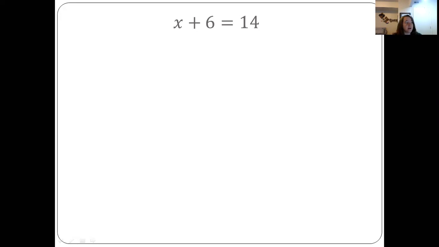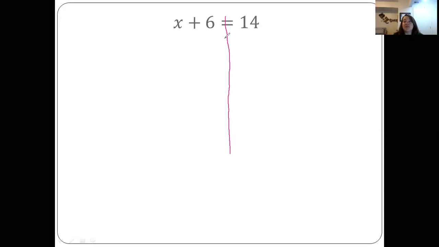So the first thing we have here is x plus 6 equals 14. So if you remember, we always talked about identifying where that equal sign is and drawing a line straight down on your paper as I'm doing on the whiteboard. Because this tells us, and I know it's not pretty, the two sides of the equation. Because remember we talked about how we have to keep the equation balanced on each side. This line that goes down will show us where each side of the equation is.